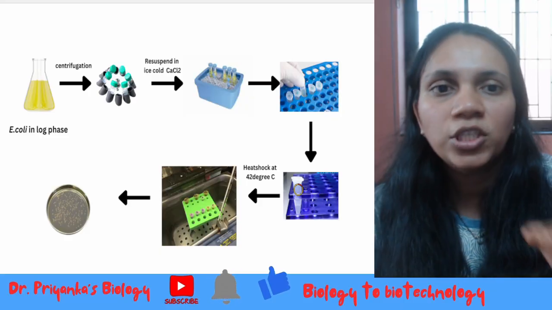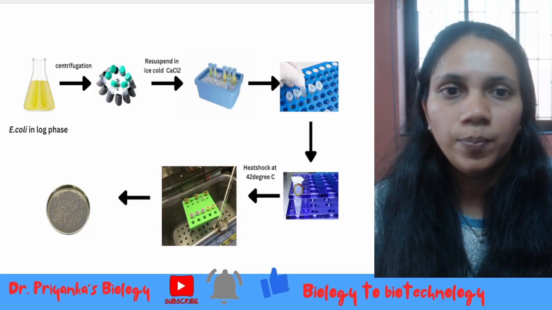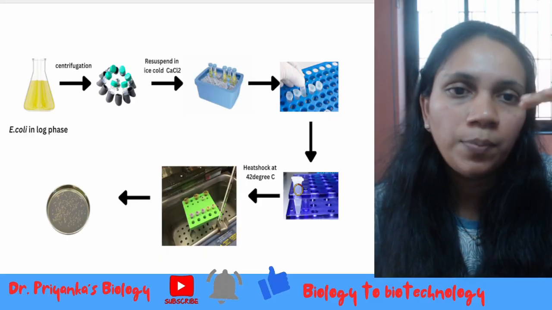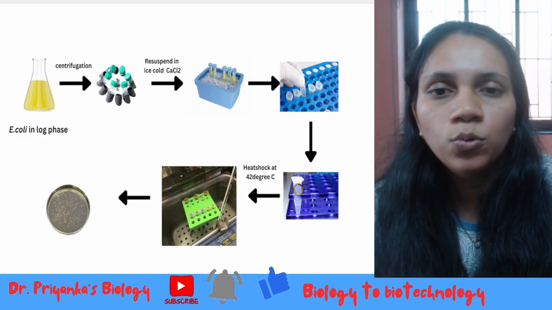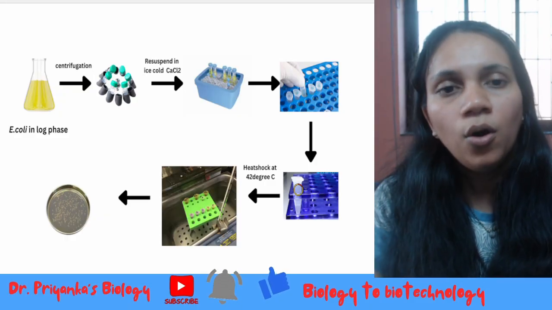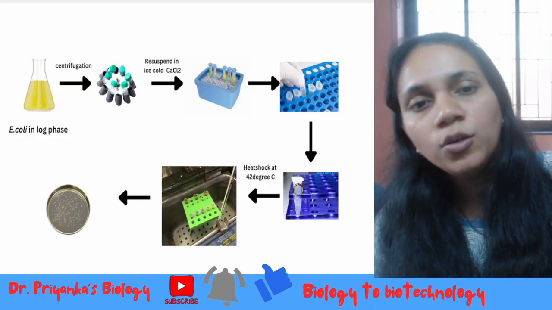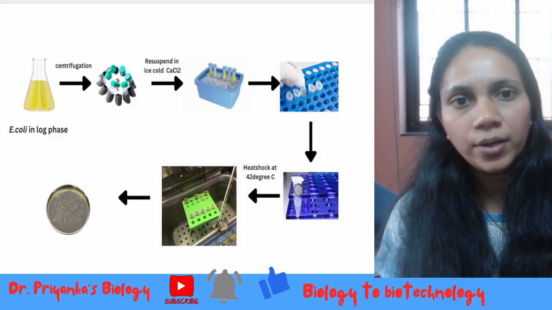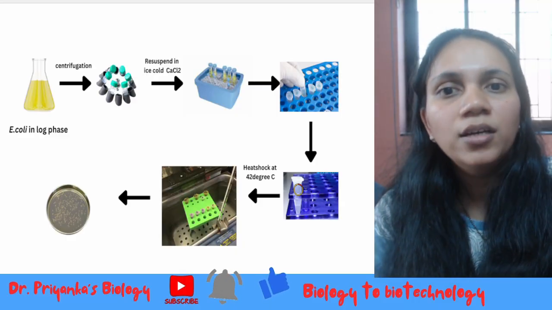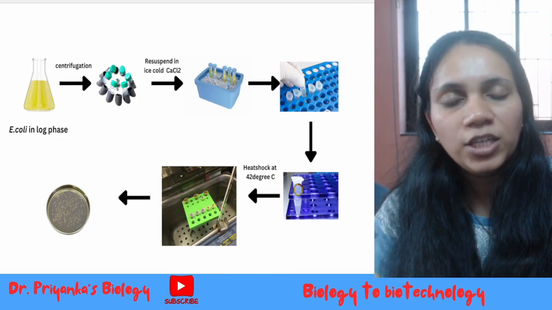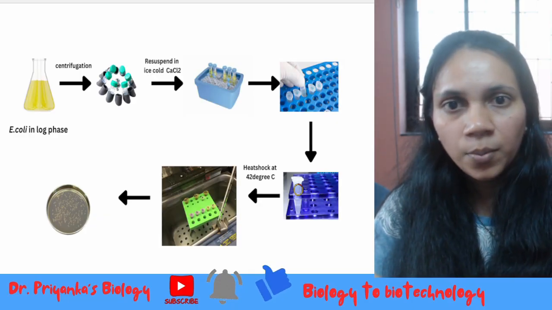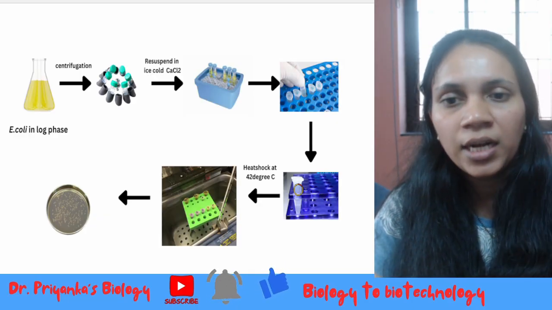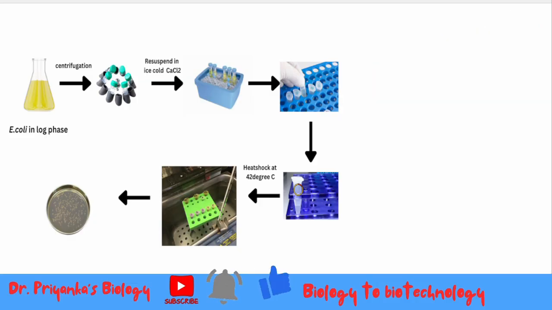So we have to make some changes in this cell so that it is easy for the foreign DNA to enter inside the cell. So what is done is we do something called a heat shock method, or a chemical method in which we use calcium chloride. Okay, we use divalent cations of calcium, in the form of calcium chloride. Normally this calcium chloride has to be ice cold, because many studies have seen that ice cold calcium chloride enhances the chances of competence.